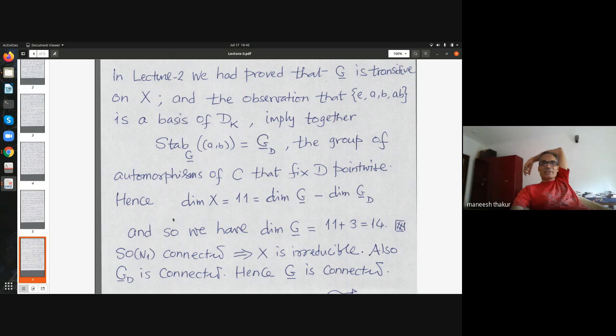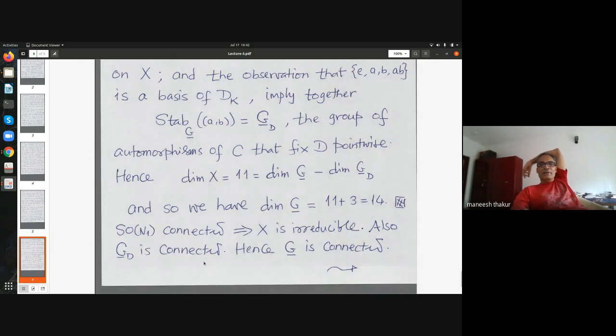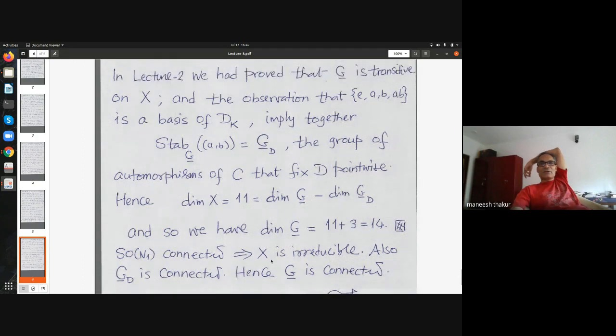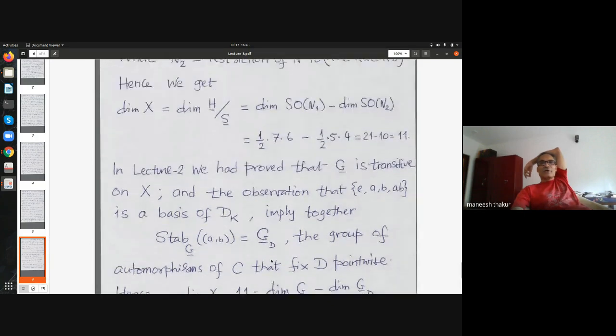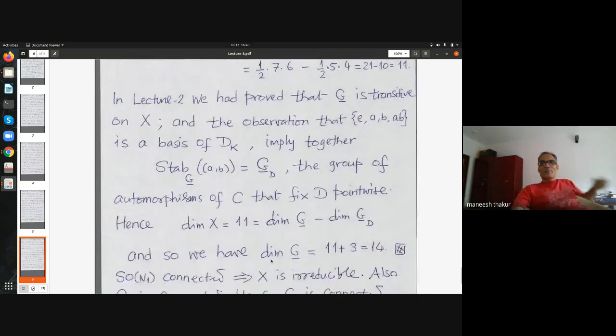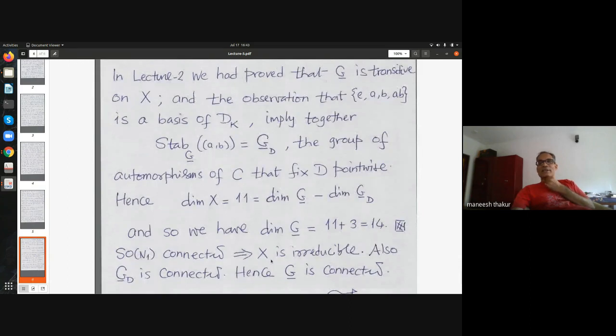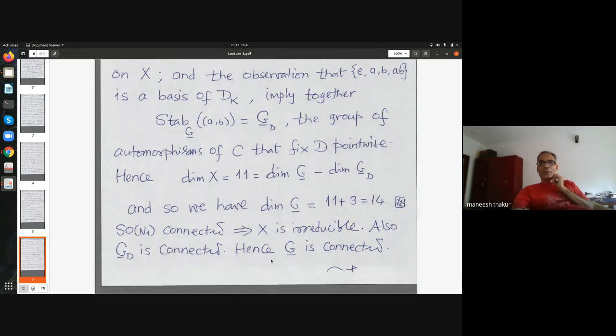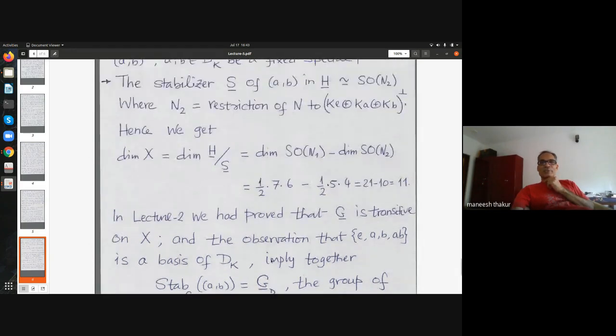So X was obtained as a quotient of SO N1. That tells me X is irreducible, and this is connected. So G lower bar D is SL1 D, a connected group. That tells me G bar is connected also. So we have shown that G lower bar as a group is connected and has dimension 14. The idea is that it acts on a variety and we are computing the stabilizer of an element there, and computing the dimension in two ways.